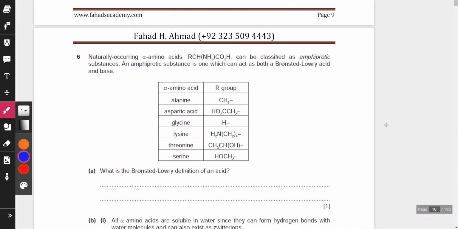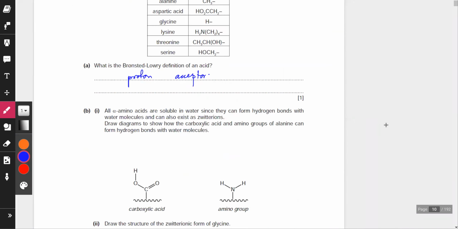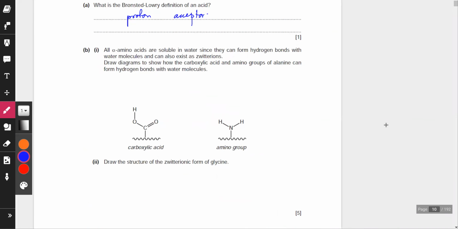Next one is, what is the Bronsted-Lowry definition of an acid? It's a proton acceptor, that's it. Or anything that accepts H plus ions. Now, about amino acids, draw the structure of the zwitterionic form of glycine.